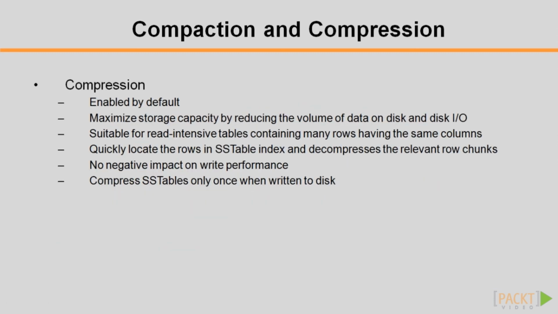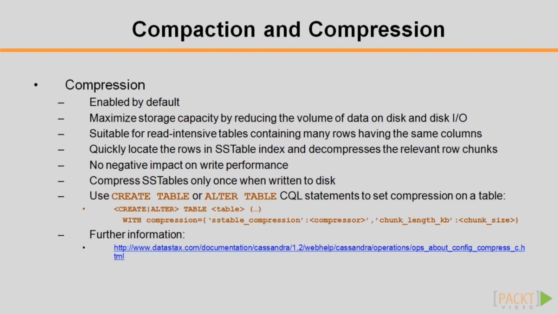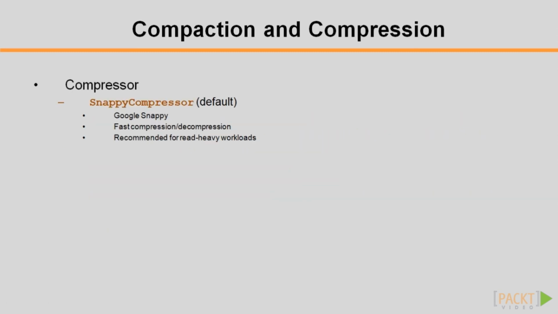Next, compression. Enabled by default, it maximizes storage capacity by reducing the volume of data on disk and disk I/O activities. It's suitable for read-intensive tables containing many rows having the same columns. It can quickly locate the rows in the SSTable index and decompress the relevant row chunks. It doesn't have a negative impact on write performance as it compresses SSTables only once when written to disk. CQL is used to set compression on a table with the syntax on the screen.